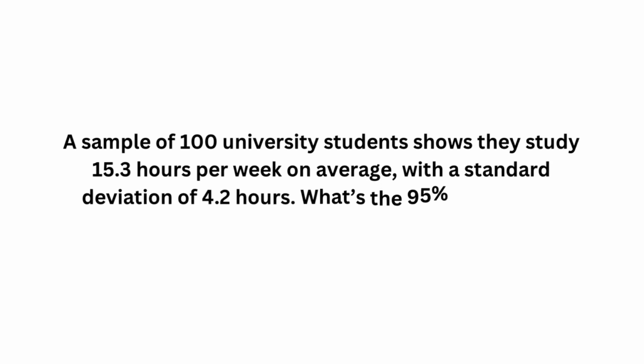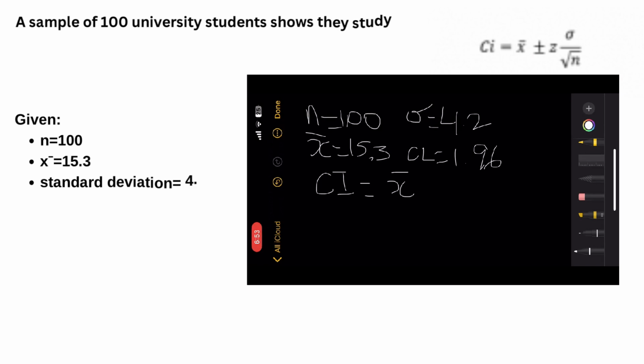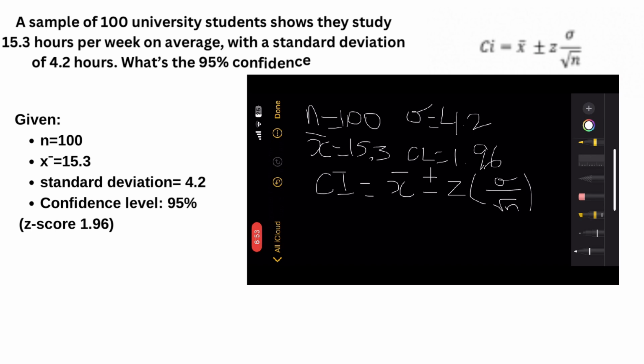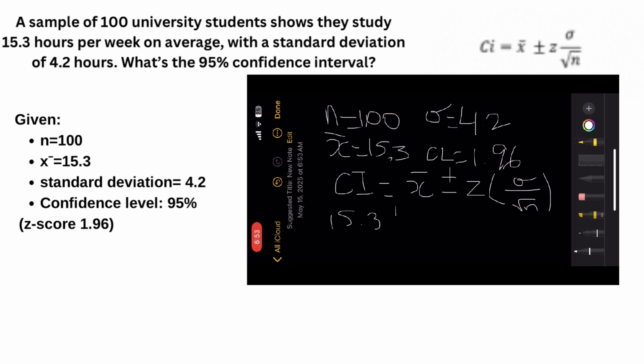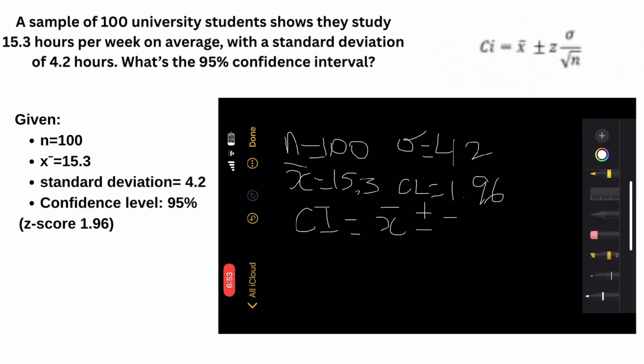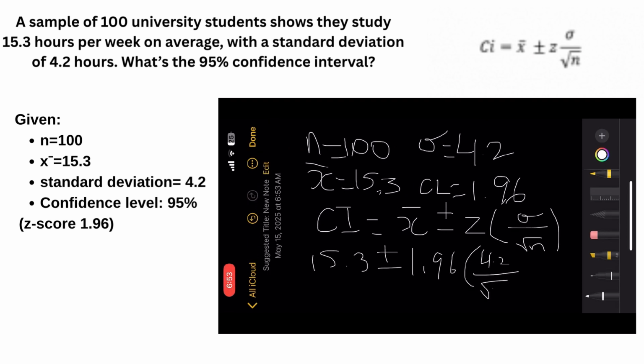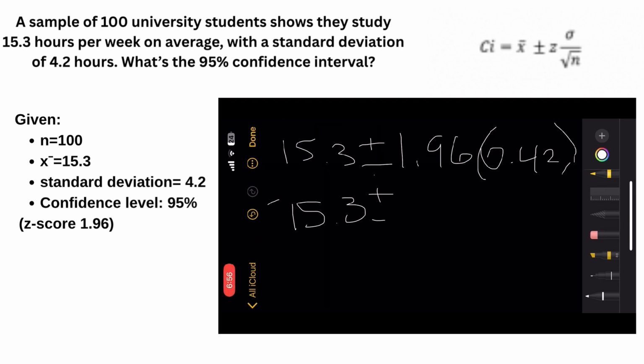Let's walk through another example. A sample of 100 university students shows they study 15.3 hours per week on average, with a standard deviation of 4.2 hours. What's the 95% confidence interval? We're given the sample mean 15.3, the sample standard deviation of 4.2, the sample size of 100, and a 95% confidence level, which has a Z-score of 1.96. Using the confidence interval formula, we plug in the values, so 15.3 plus and minus 1.96 multiplied by 4.2 divided by the square root of 100.